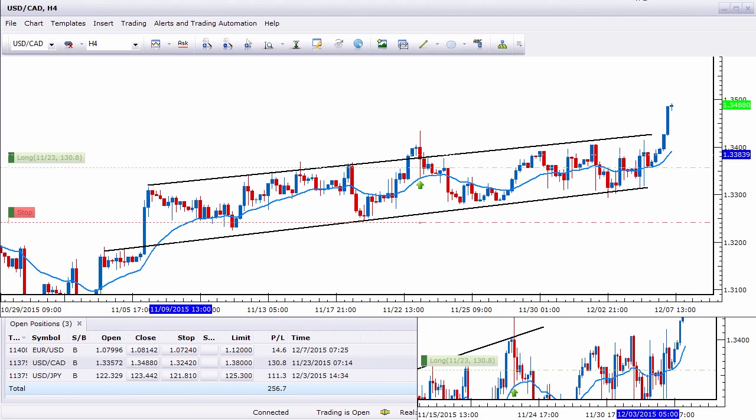So with that being said, this is how I trade. This is how I trade with my own money. And this is what I teach in my advanced price action course.